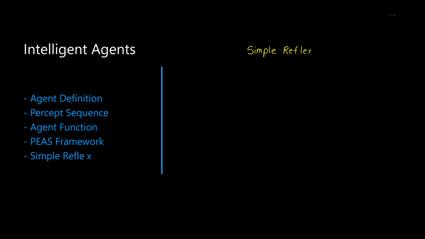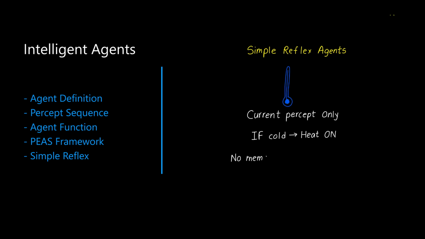Simple reflex agents are the most basic type. They act based only on current percepts with no memory of the past. If this, then that. A thermostat is a simple reflex agent. Temperature low, turn on heat. Temperature high, turn off. No history, no planning, just immediate response.